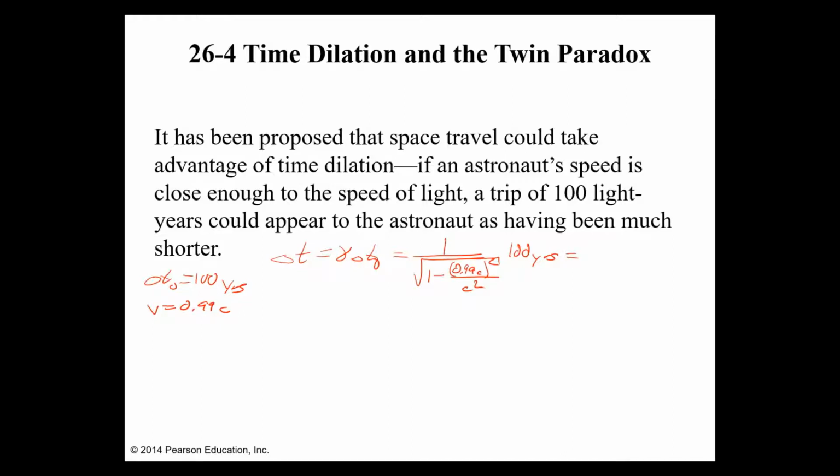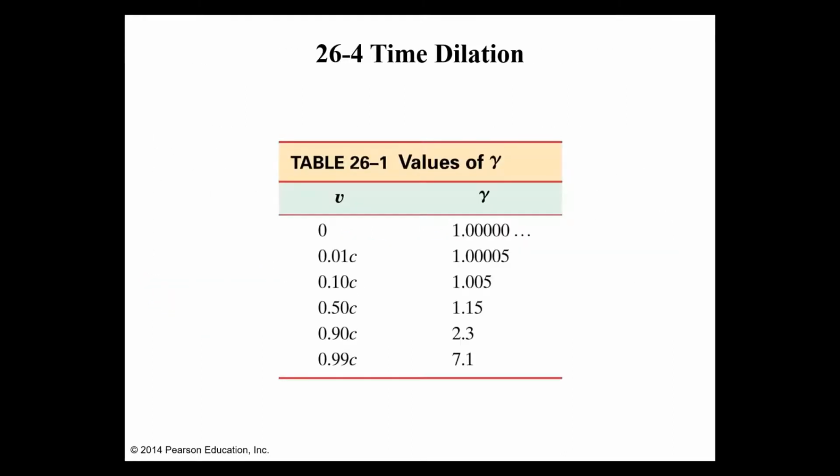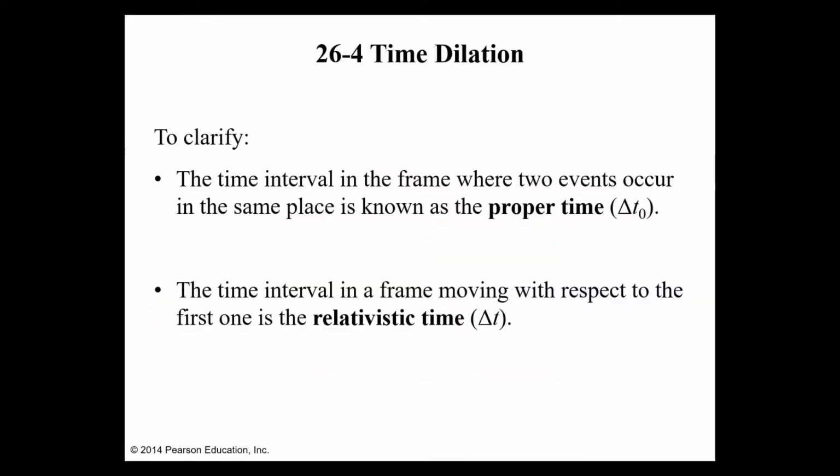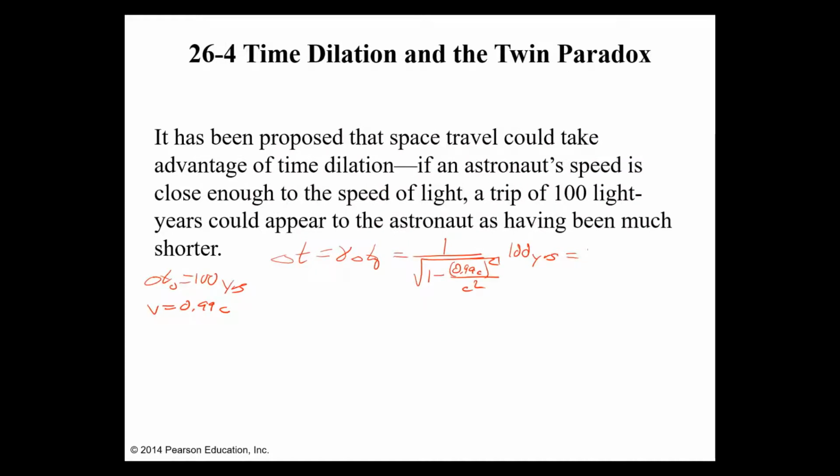Well, if we come back here and look at our chart, 0.99c is equal to 7.1. You could put this in your calculator too. It's probably easier. To be honest, I never look at the table. In fact, I've already forgotten what that value was. 7.1, there it is. I just calculated it. So 7.1 times 100 years, it has actually been 710 years. So while the astronaut has only traveled for 100 years, on Earth, 710 years has passed by.